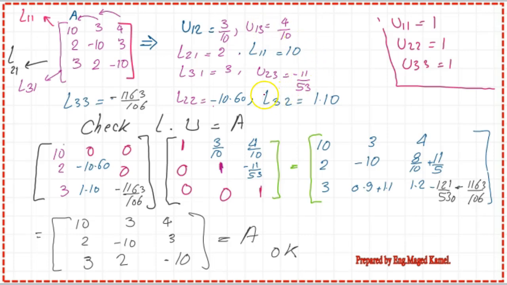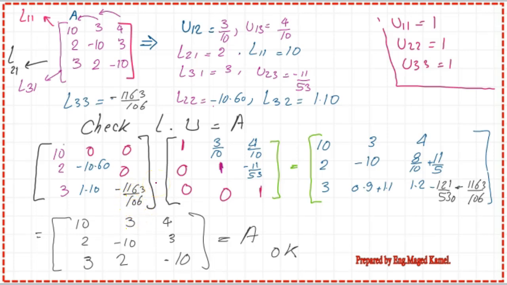Let us combine all the values. We have matrix L, that is 10, 2, 3 as a column. The second column is 0, minus 10.6, 1.1. The third column is 0, 0, minus 11, 1163 over 106.